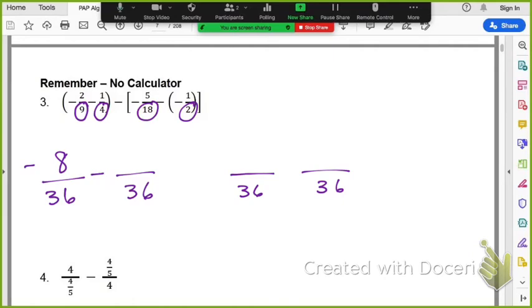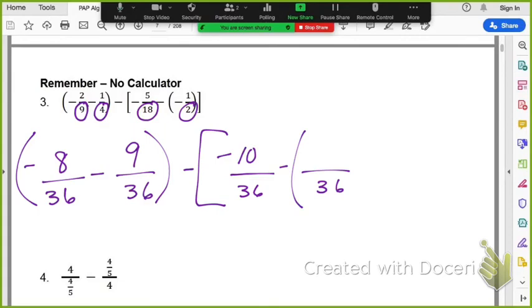Minus, what would the next fraction become? Negative 9 over 36. Perfect. Minus, bracket. What about the 5 over 18? Negative 10. Negative 10 minus parenthesis negative what? 18. Good.